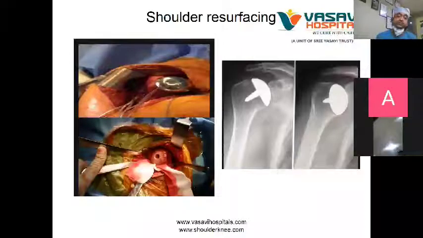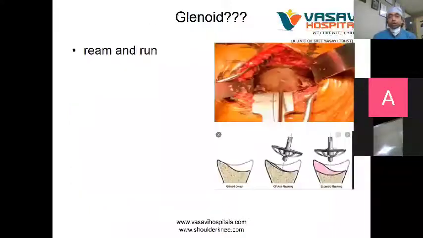The advantages of this being, you can allow him to participate in sport. You can allow him to lift heavy things. And he will more or less continue to have a normal shoulder, except for some clicks here and there, which are obviously pain-free.